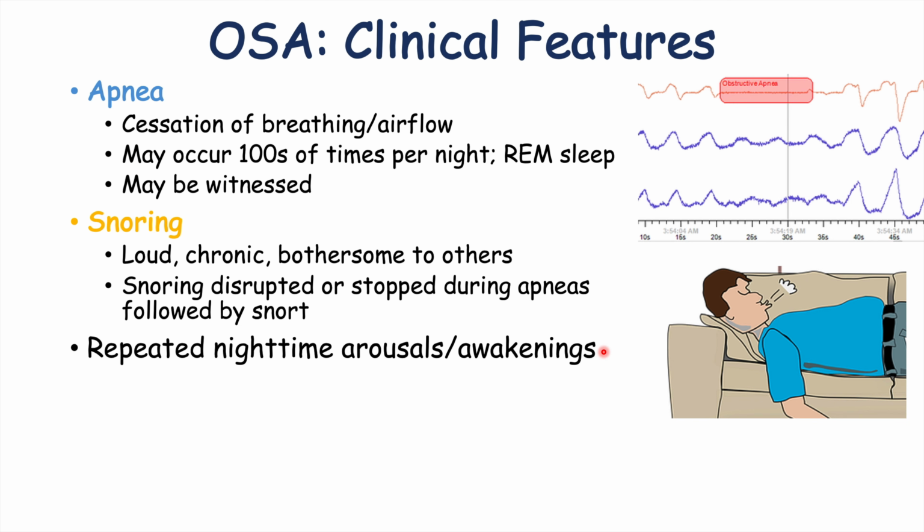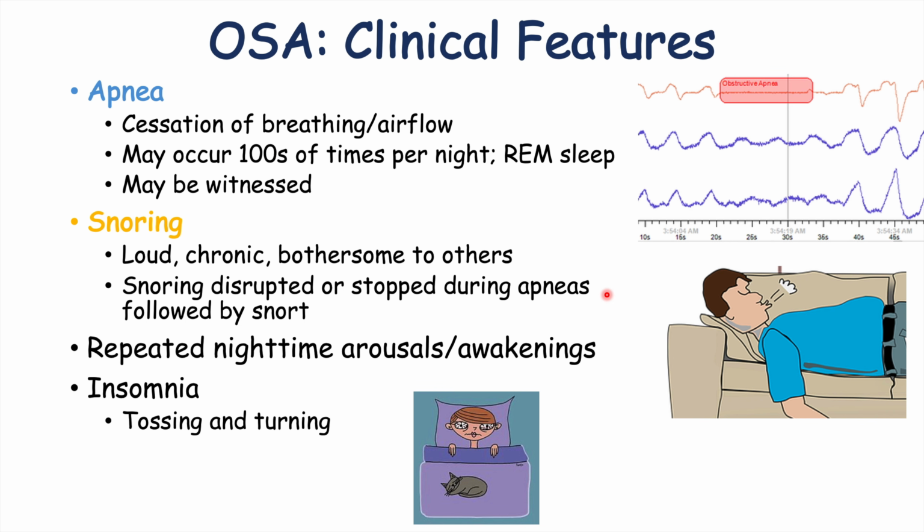They can also have repeated nighttime arousals and awakenings because of their episodes of apnea and their snoring. They can have insomnia as well, so they can have difficulty sleeping. They can have early morning awakenings where they're not able to go back to sleep because of these episodes of apnea and the snoring we talked about before. So they can have a lot of tossing and turning. The gasping we talked about before is very important to recognize. Remember that that may be associated with the snoring as well. And then they can have nocturia as well, which is increased urination during nighttime. So it's nocturnal urination. Nocturia can occur in patients with OSA as well.